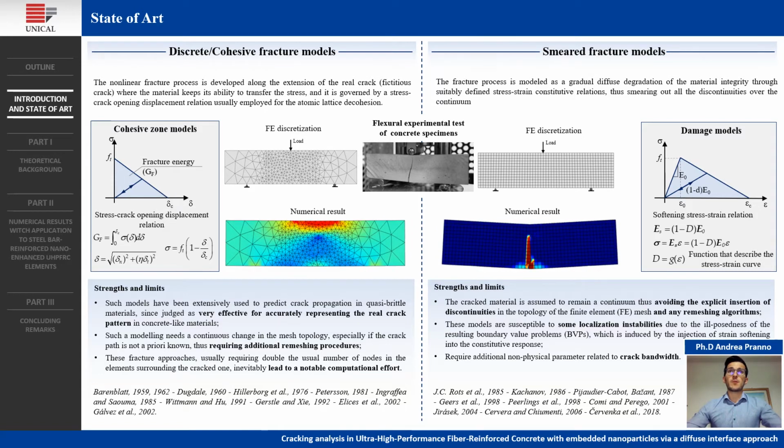The second group of models considers the fracture processes as a gradual diffuse degradation of the material integrity through a stress-strain constitutive relation, thus smearing out all the discontinuities over the continuum. Such models avoid the explicit insertion of the discontinuities in the topology of the finite element mesh and avoid any remeshing algorithm, but they can be subject to local instabilities due to the ill-posedness of the resulting boundary value problems.